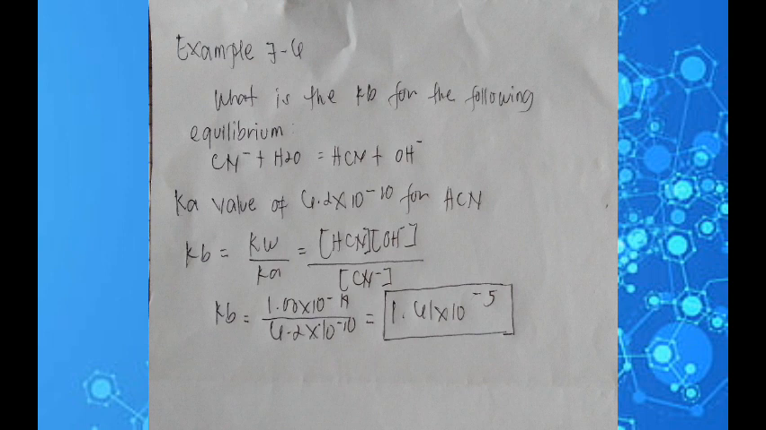So ang mangyayari, divide lang ang value ng Ka at ang Kw, which is ang Kw is 1.00 times 10 negative 14 divided by the 6.2 times 10 negative 10. So, equals to 1.61 times 10 negative 5. So, yan na ang value ng ating Kb.